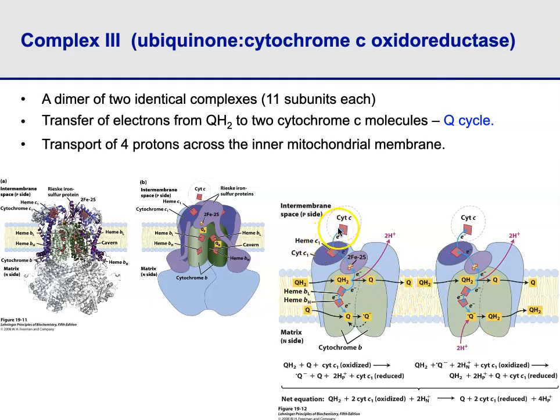We generated 2 molecules of cytochrome C, each of which carries 1 electron. 4 protons are released in the intermembrane space, and 1 molecule of ubiquinol was regenerated or produced. So the net product is 1 Q, 1 ubiquinone, 1 ubiquinol, 4 protons across the inner mitochondrial membrane, and 2 cytochrome C, each one of them carrying 1 electron.